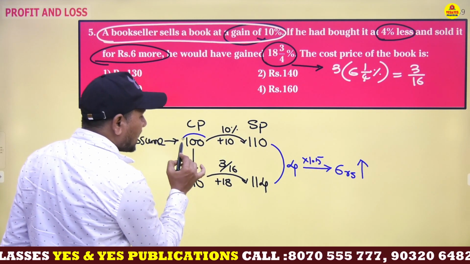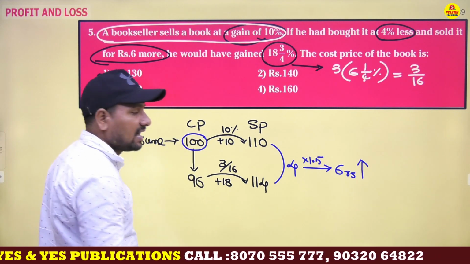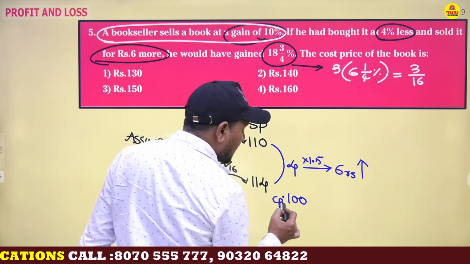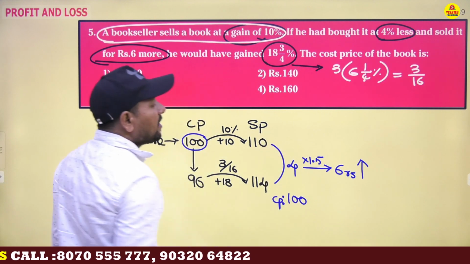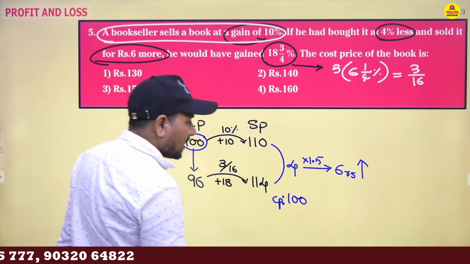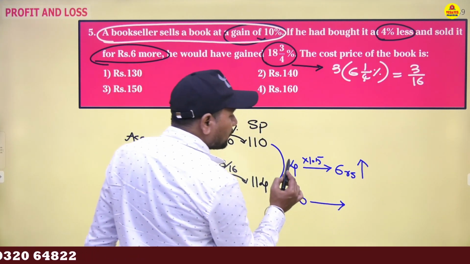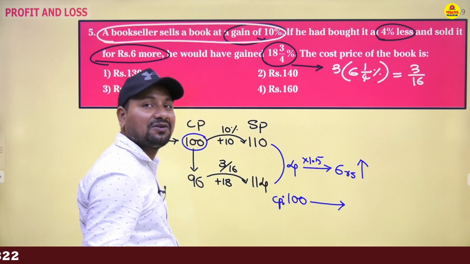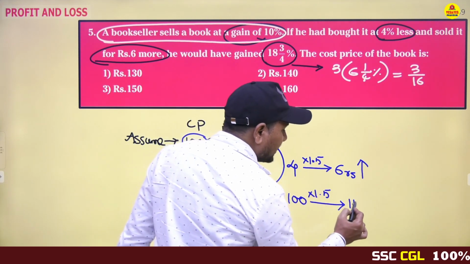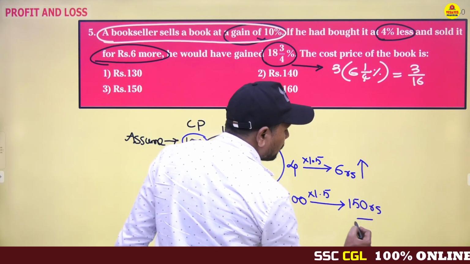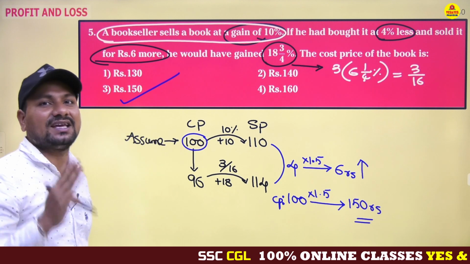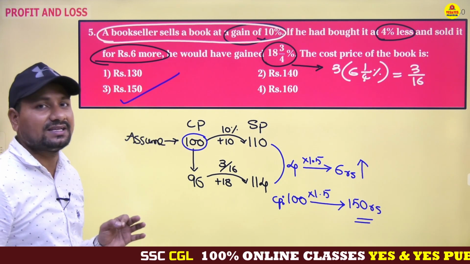If your assumption is 100 rupees, that is the cost price. Your first selling price to second selling price is 4 rupees more. If 4 parts equal 6 rupees, then 100 parts equal how much? Here also we multiply with 1.5 times. 100 into 1.5 is 150 rupees. Your cost price is 150 rupees, so which option is right? Option 3 is the right answer.